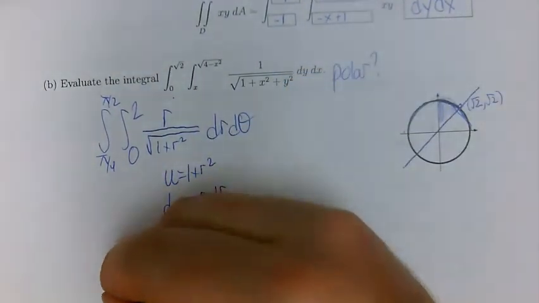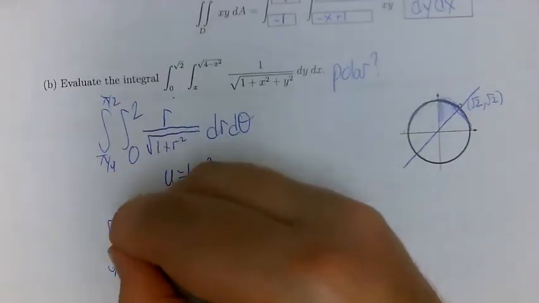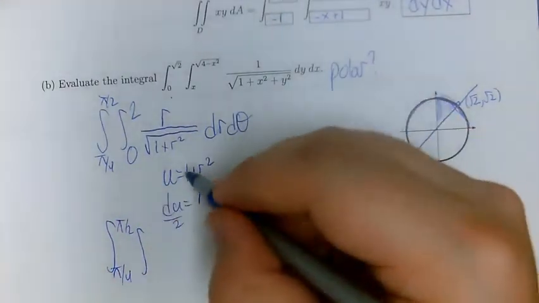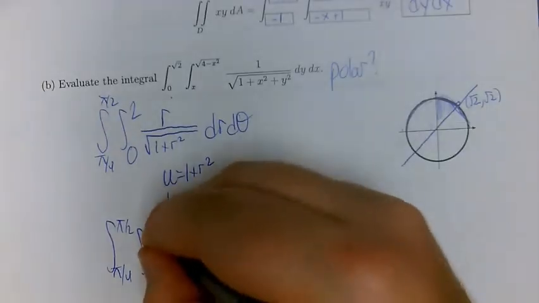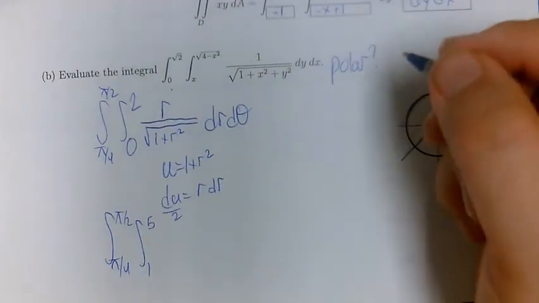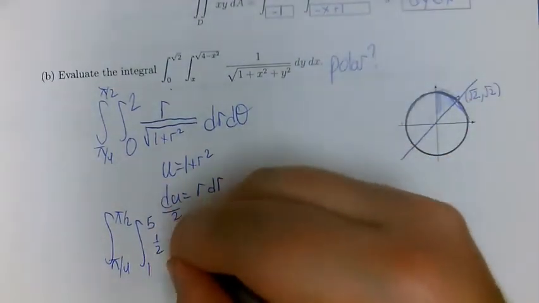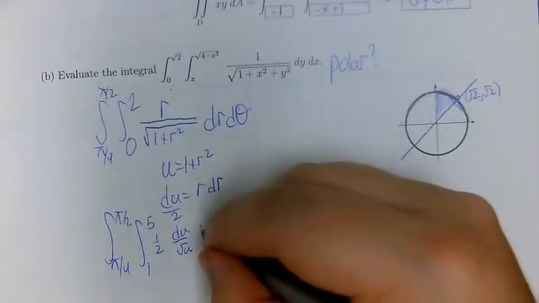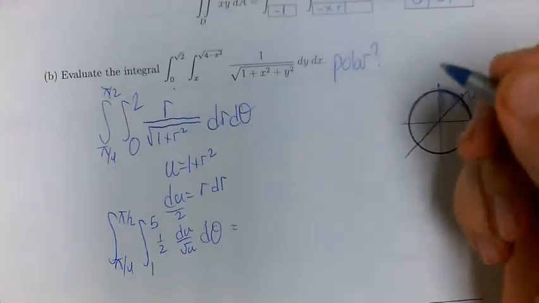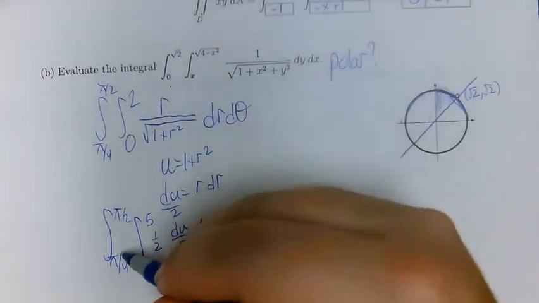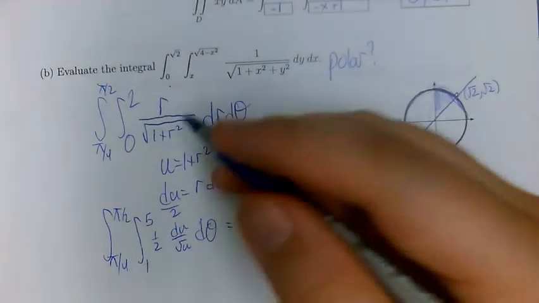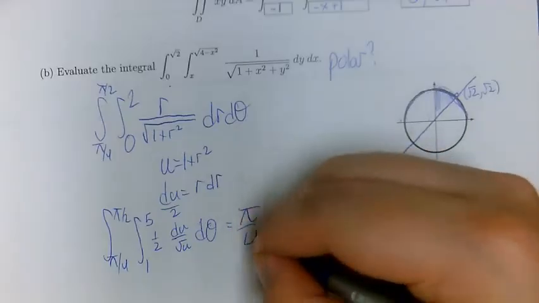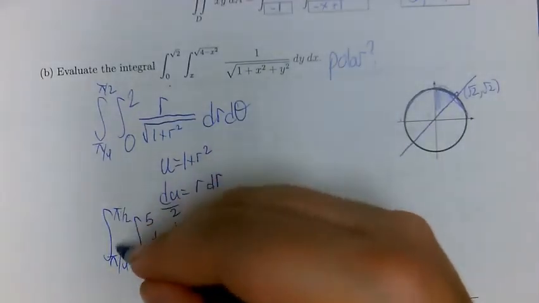So this will turn into the integral. If I transform my bounds, they'll be from 1 to 5. And then I have 1 half du over root u, and then d theta. All right, well, our theta integral, if I integrate this, this is just going to turn into a pi over 4, or the difference between these here.